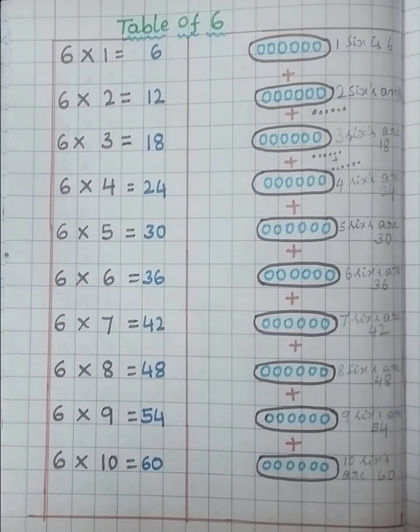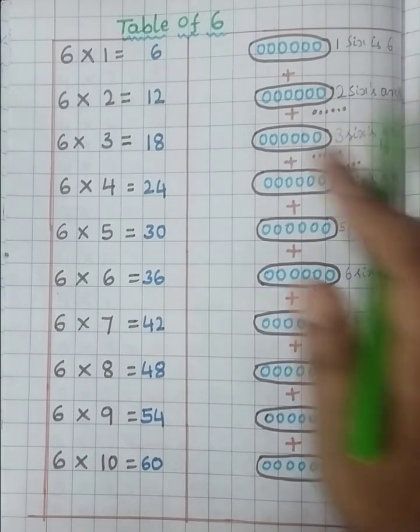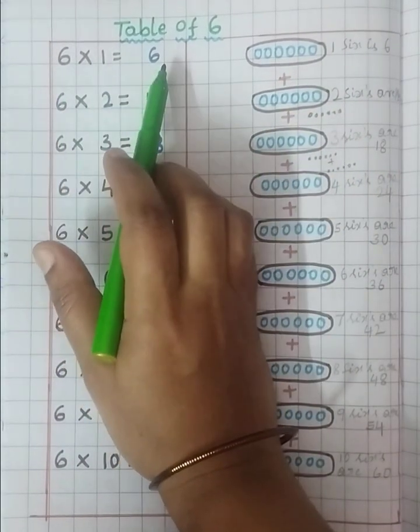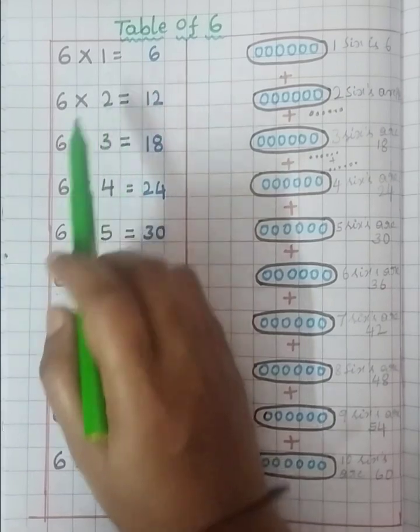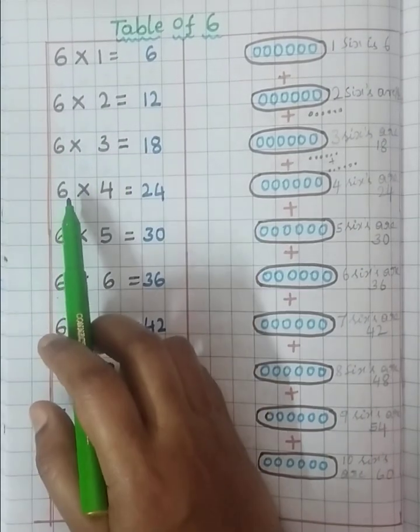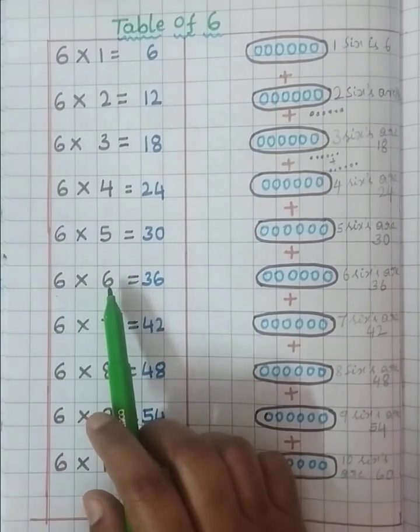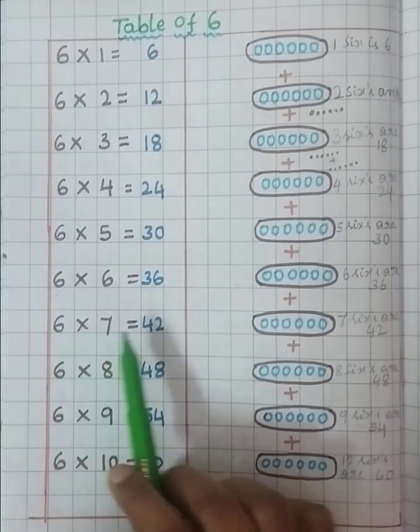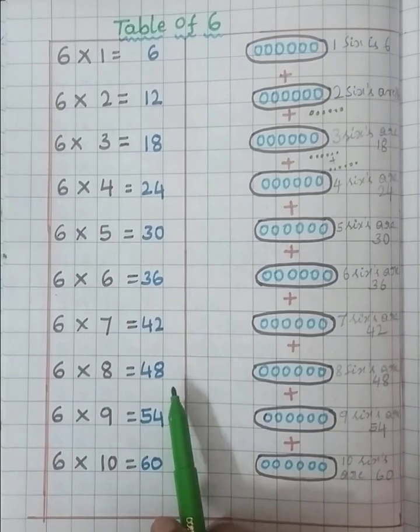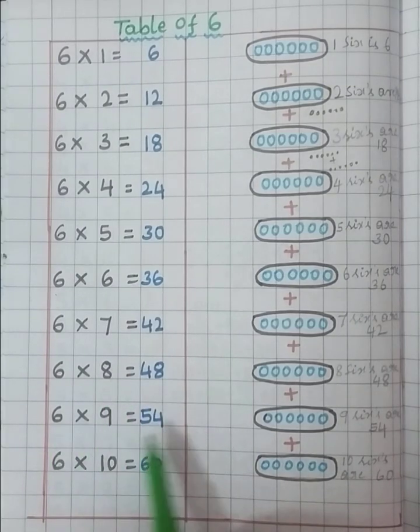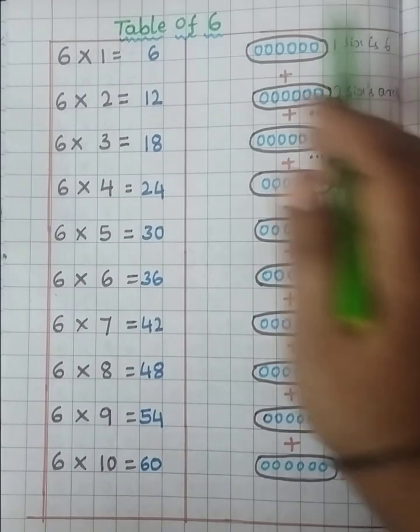So children, today we will learn about the multiplication table of 6. Okay, let's begin. 6 ones are 6, 6 twos are 12, 6 threes are 18, 6 fours are 24, 6 fives are 30, 6 sixes are 36, 6 sevens are 42, 6 eights are 48, 6 nines are 54, 6 tens are 60. Repeat after me children.